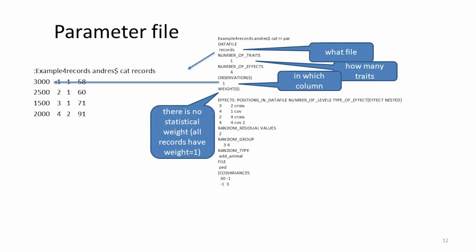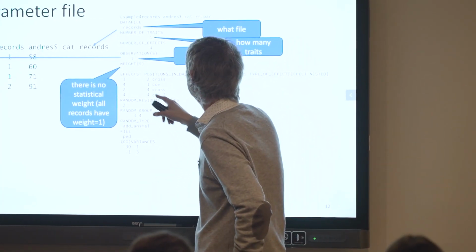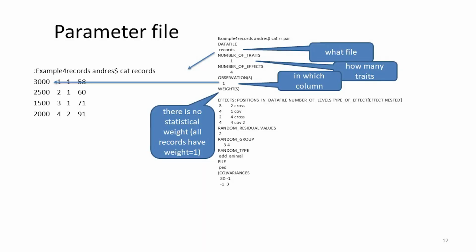So the first thing that we have is the data file; this is the actual name of the file. So this is the file records. Then you say we have one trait, we have 4 effects, we'll go into that later, and the observation is in column 1. So that says where the trait is located. That name is a bit ambiguous, but anyway. The one trait is in column number 1, which is this column. We are good with it.